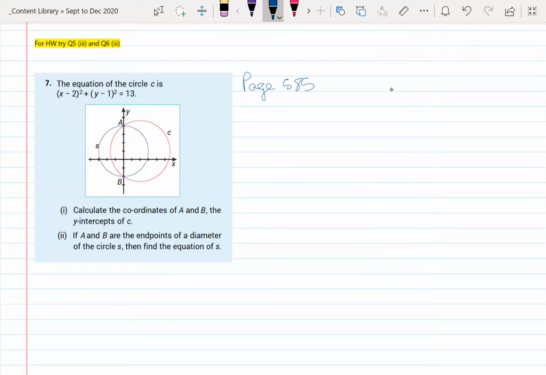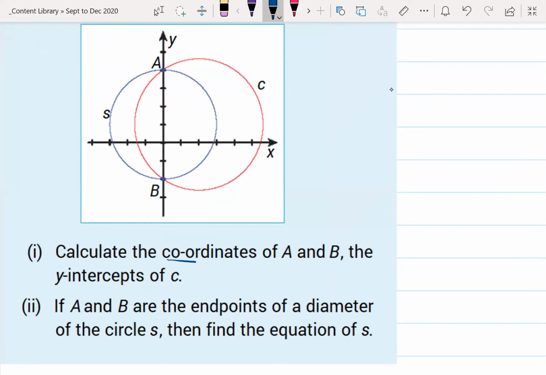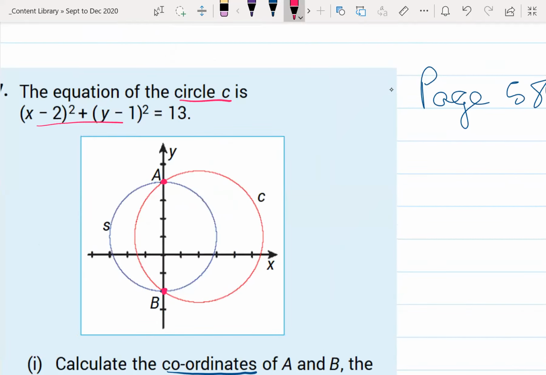Now, we have an equation of a circle, and it's (x minus 2) squared plus (y minus 1) squared equals 13. Calculate the coordinates, so we have to include both bits, the x and the y, of A and B, and the y-intercept. So we have to get that coordinate and that coordinate. Basically where the circle C, the pink circle, cuts the y-axis, and we're given the equation for the circle C.